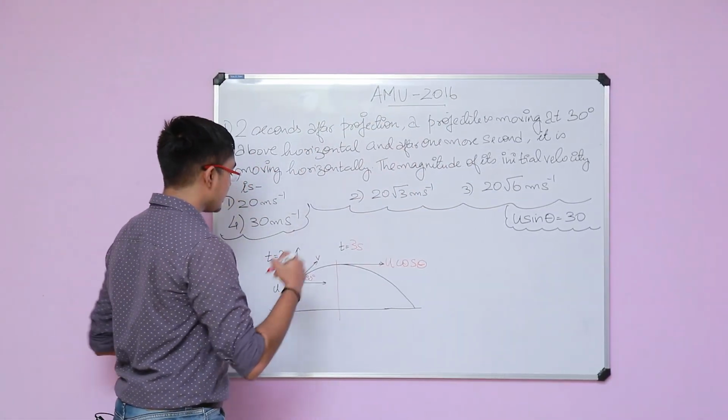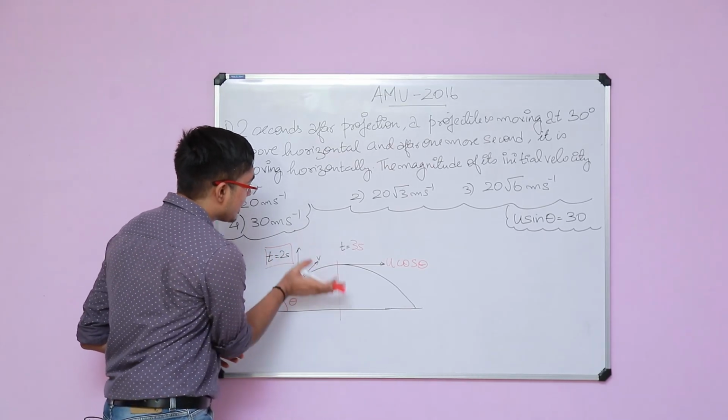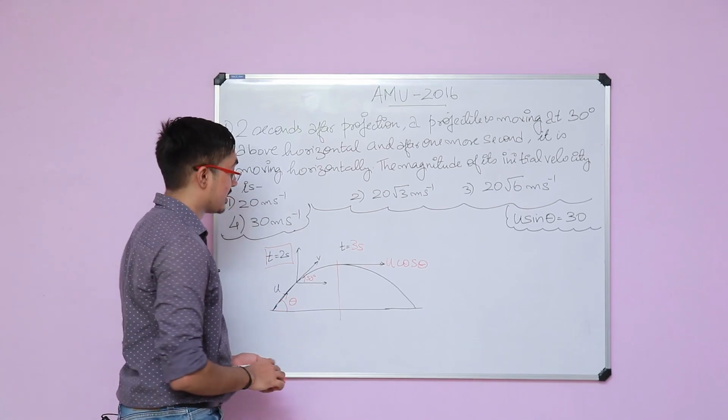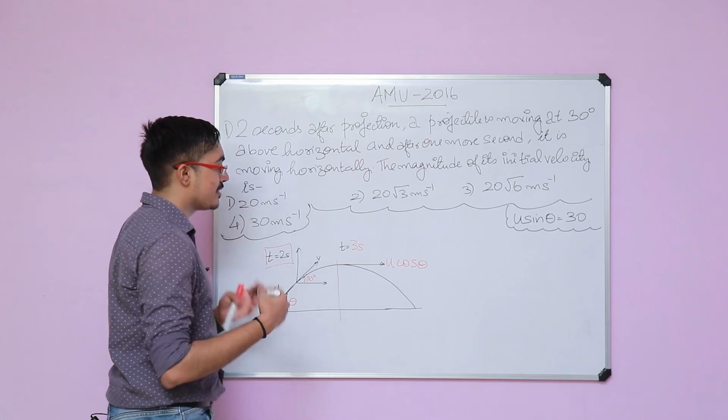Now we will consider the time t equal to 2 seconds. You see that the body is moving at an angle of 30 degrees to the horizontal. Now the horizontal velocity, as I said, and I am continuously repeating this, is uniform motion.